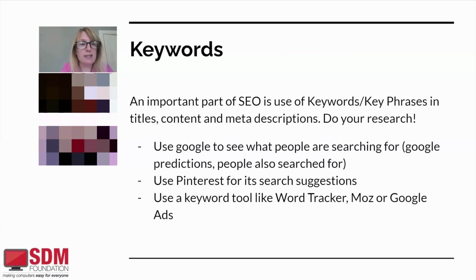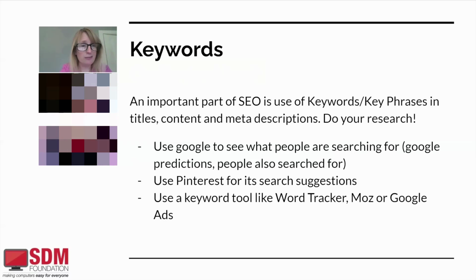I mentioned keywords. It's one that you can do quite easily yourself, but it does require a bit of research into it. You need to use keywords in your titles, in your content, and in the meta descriptions. The meta description is the bit that appears in a Google search result. If you don't set a meta description, it will just take the first few lines of the content as your meta description. So it's a good idea to write specific meta descriptions for your pages and for your post content.